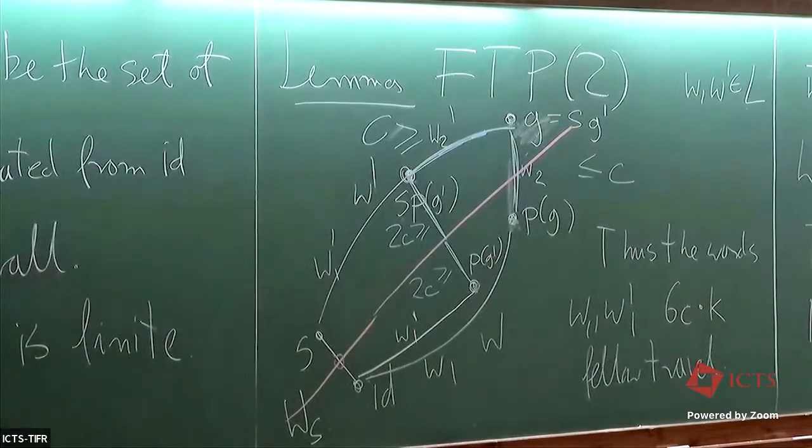And this K on the right is the constant from the first part of the fellow traveler property. So it's good that we did it in this order. Once we have the first part of fellow traveler property, we have our constant K from that part, and we can plug it in here.